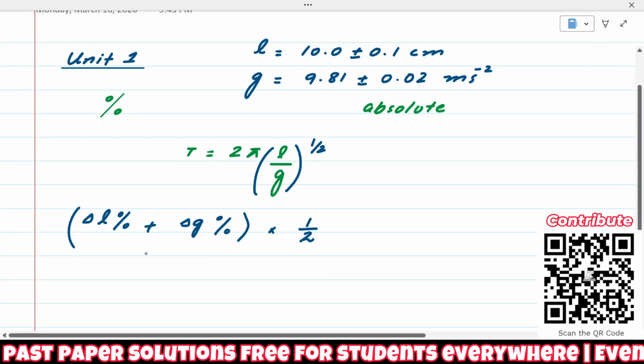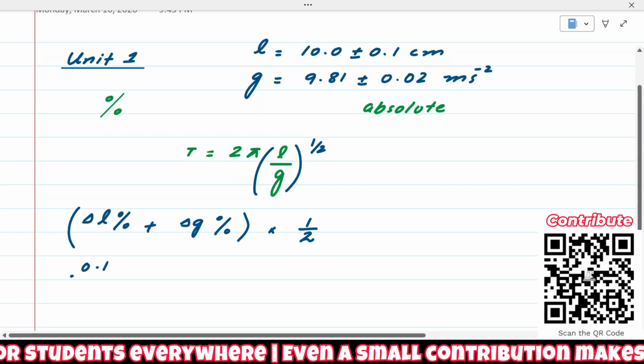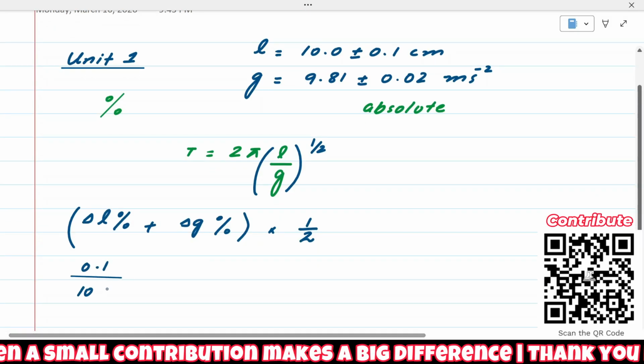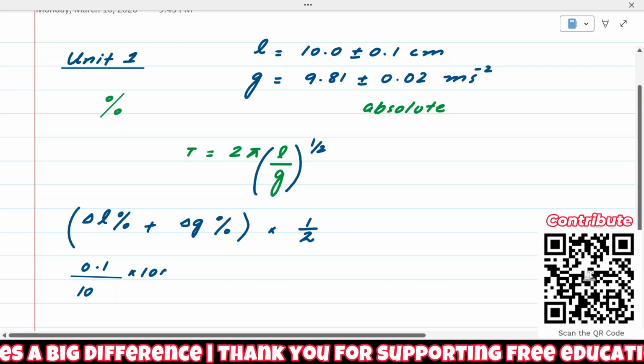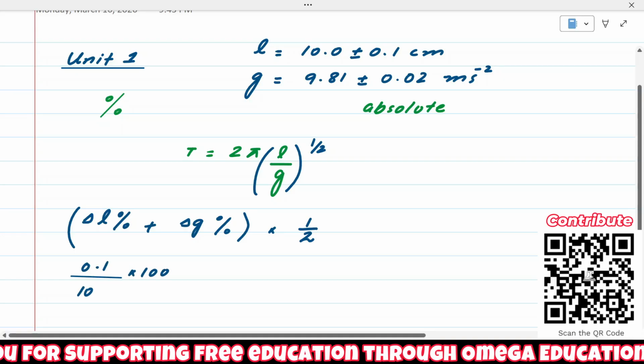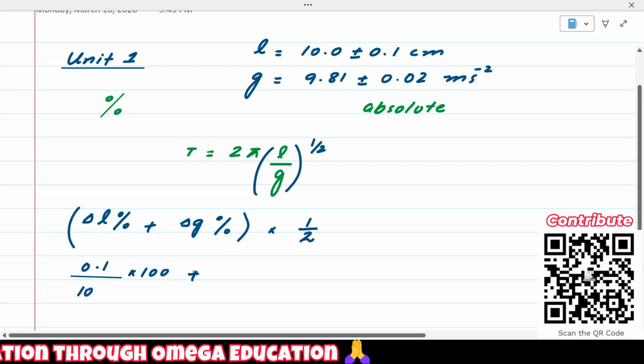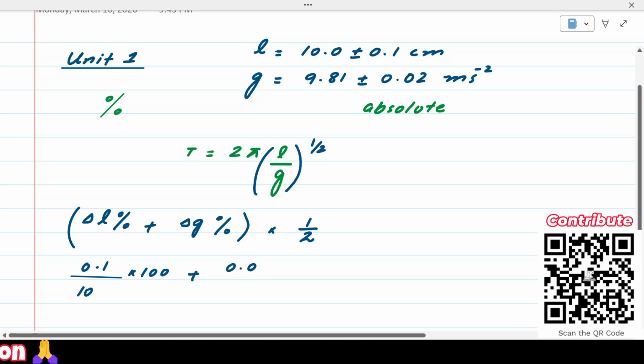How do you find the percentage of length? 0.1 divided by 10 multiplied by 100. No conversion needed for percentage. Plus 0.02 divided by 9.81 multiplied by 100. You'll get two percentages, add them, multiply the final answer by 1 over 2. That would be the total percentage uncertainty in T, and that would be your final answer.